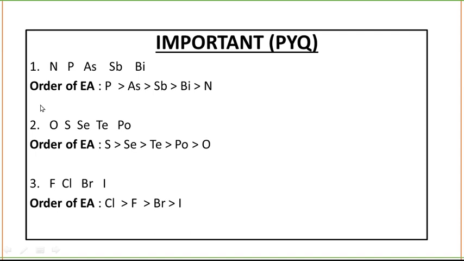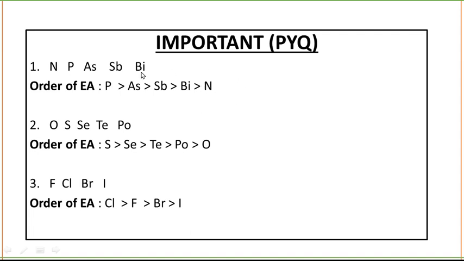In inorganic chemistry you have to remember all the points, because inorganic chemistry totally depends on your memory. So in this slide, as you can see, we have given the order of electron affinity for three particular series. Number 1 is for nitrogen, phosphorus, arsenic, Sb and bismuth. So the order for this particular series comes out to be like this. Phosphorus has the maximum electron affinity and nitrogen has the minimum electron affinity in this series.